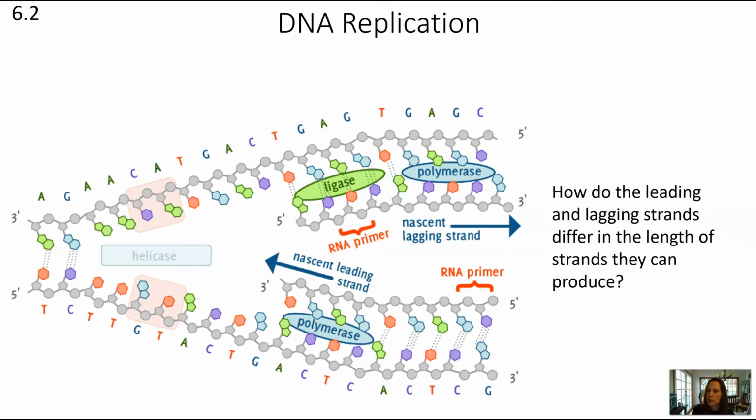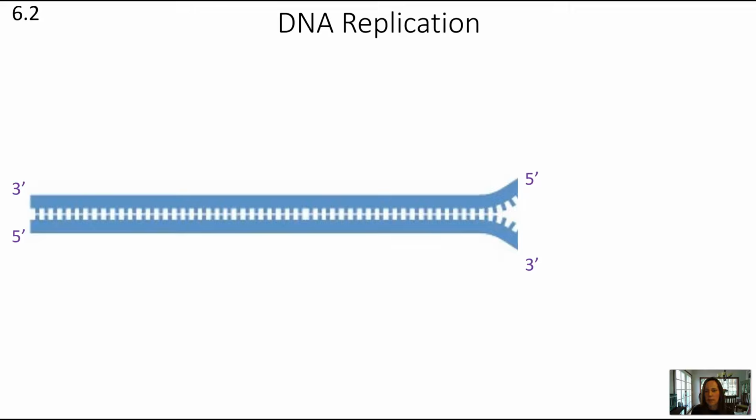So how does this difference in direction lead to a difference in the types of strands that are produced on the leading and lagging strands? To answer this, let's take a look at a little mini animation of replication in action.